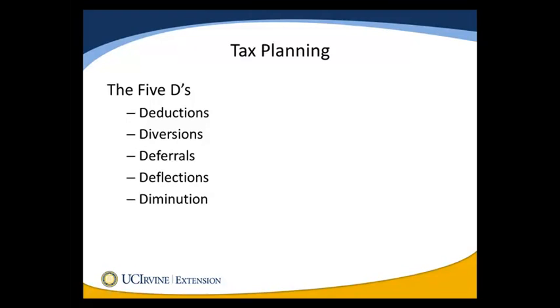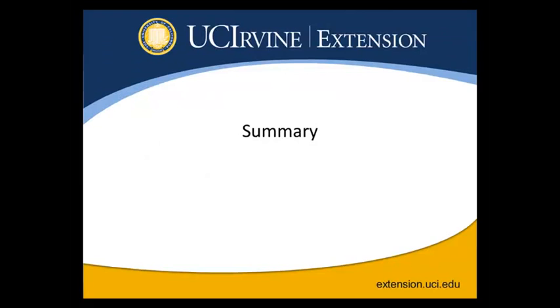Finally, we have diminution. This is a bit of a catch-all category of ideas that you may pick up in the readings for this week. The U.S. tax code is massively complex, and we have really only scratched the surface. In the next lesson, we'll talk about preparing to file your taxes and how to get help.